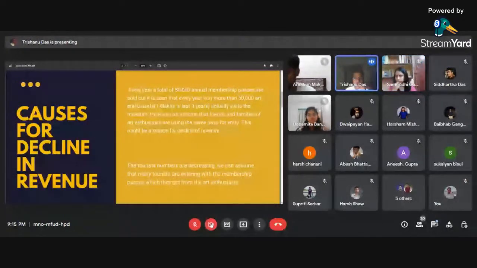So in order to tackle that, we have said that we should introduce various competitions for art enthusiasts from all over India or the world to come and show their talent, which will indirectly attract a lot more tourists. And we are also campaigning in various schools and colleges about the various exhibitions.